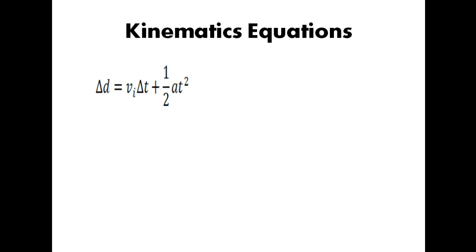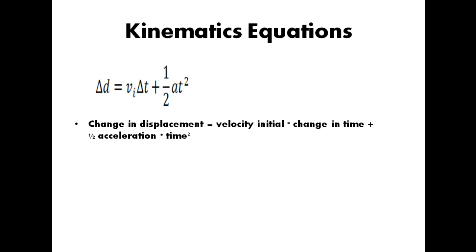The last kinematics equation we need to learn, it's the hardest one, but it's usually the easiest one to operate, and you'll understand why once we do some examples. So my change in displacement is equal to my initial velocity times the change in time plus 1/2 acceleration times time squared. So we're going to write that out in words. So change in displacement, as you can see, equals initial velocity times the change in time plus 1/2 acceleration times our time squared. So that little star means times something if you did not already know that.